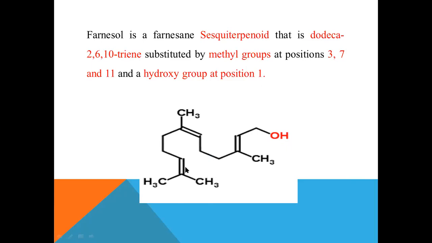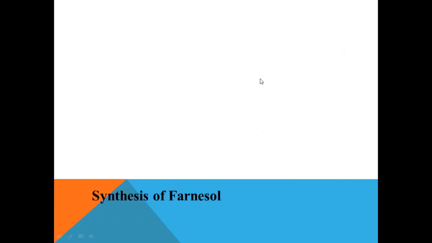So, finally, we can say that farnesol is a farnesene sesquiterpenoid, that is dodeca 2,6,10 triene, that is there are 3 double bonds at positions 2nd, 6th and 10th, substituted by methyl groups at positions 3rd, 7th and 11th, and a hydroxy group is present at the first position. That is the structure of farnesol.